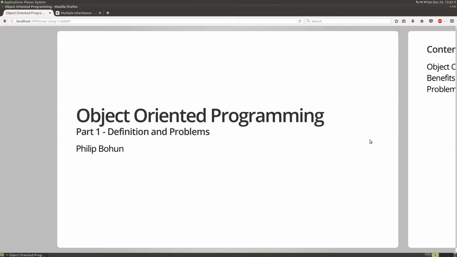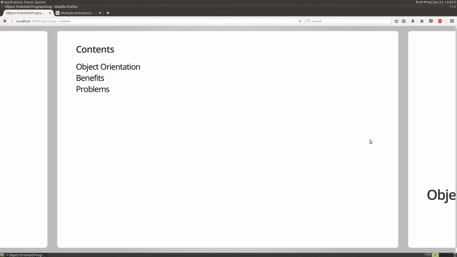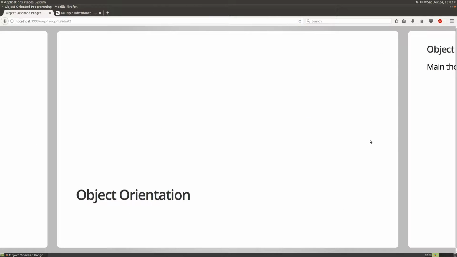In this part one, I'm going to cover the definition of object-oriented programming as well as some of the problems you might encounter. So let's get started with object orientation.